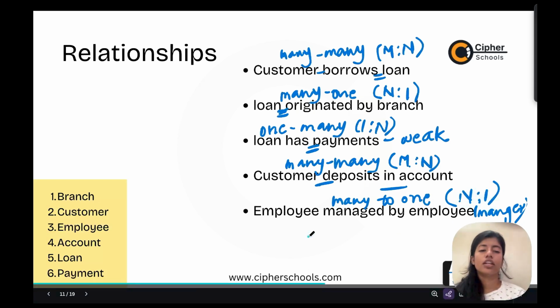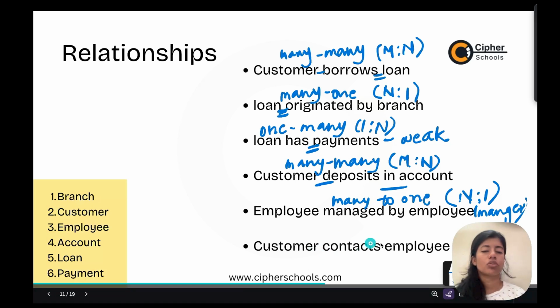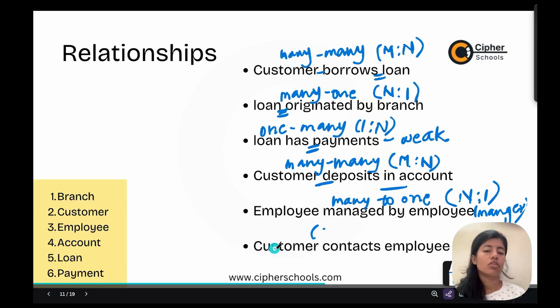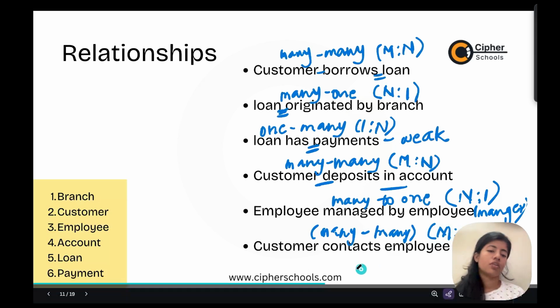Then the next relationship we consider here is customer contacts employee. Now, a customer may or may not contact, so there's no constraint on total participation. And then many customers can contact many employees, and one employee can respond to multiple customers, right? So it is a many to many relationship. In other words, I can say that the cardinality ratio is N is to M, M is to N. Okay, so we are clear with all the relationships.